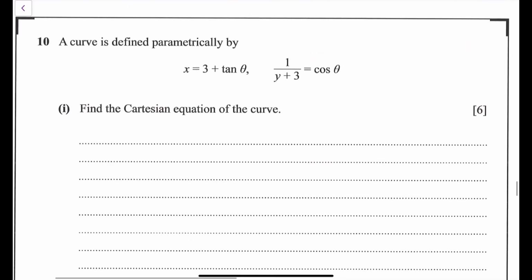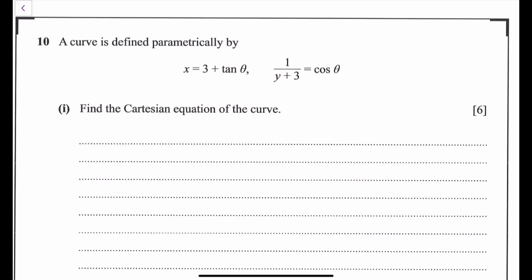Okay, next question, question 10. Tricky enough question, I think. It says, but this first bit's nice enough. It says, a curve is defined parametrically by x is equal to 3 plus tan theta, and then 1 over y plus 3 is equal to cos theta. Find a Cartesian equation of the curve.